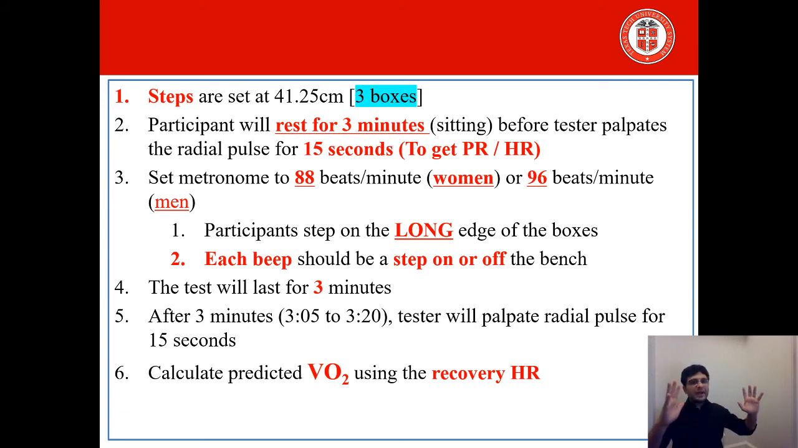If you want to summarize this whole test, I can just talk about it in 3 sentences. Rest for 3 minutes, record the pulse for 15 seconds, set the metronome: females 88, males 96.